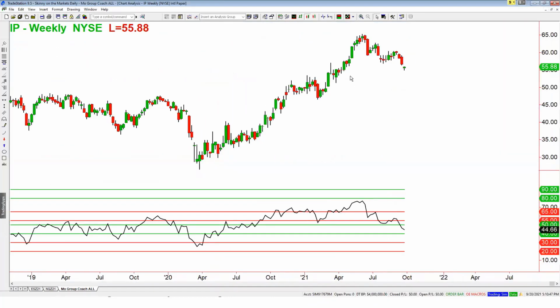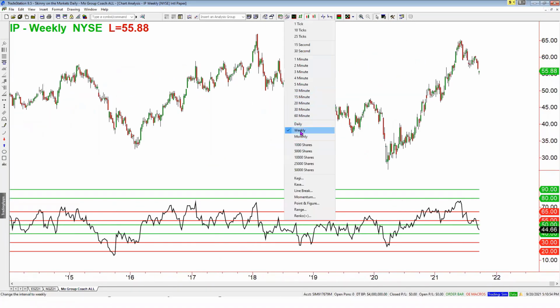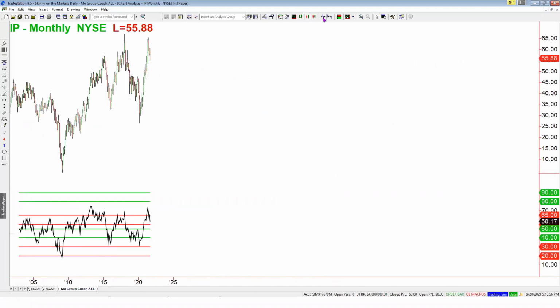Let's do this timer because it seems to be working well. Okay, International Paper, starting with a weekly chart, but actually, you know what? I'm going to go back further. I'm going to go to a monthly chart because I just want to really know where this is at.